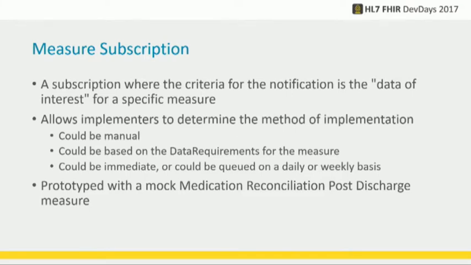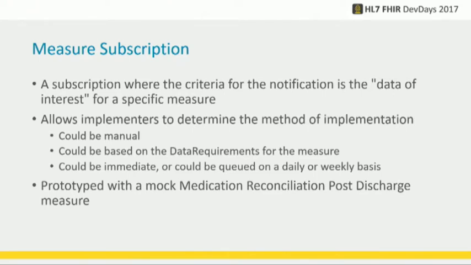It could be based more generically. It could be if they can tie into the data access layer. It could be a completely generic feed that just said we can support any measure that tells us the data requirements, because we'll just subscribe to those data requirements. And then it also allows them to decide what frequency they actually want to notify on. It could be immediate, but they could actually queue that on a daily or weekly basis. So it puts control of how that notification happens into the hands of the implementer.